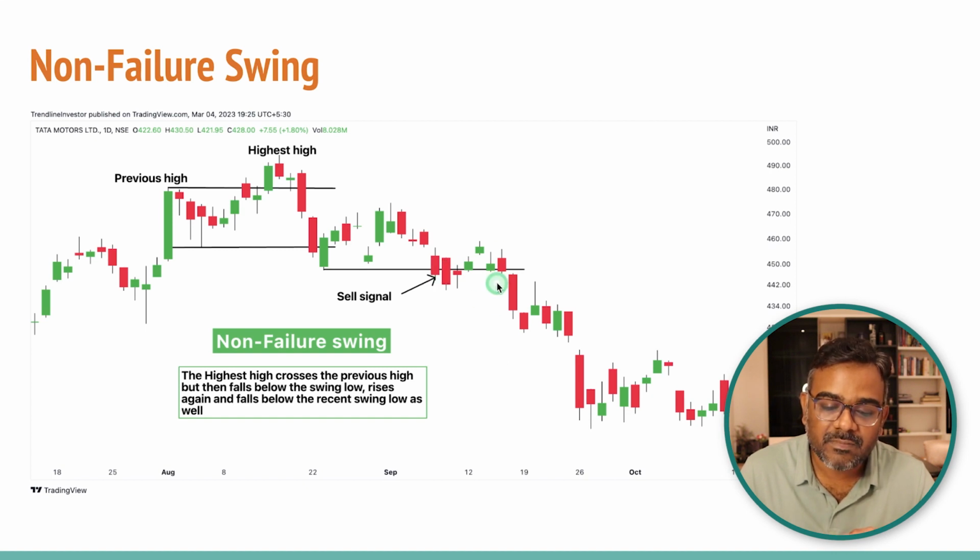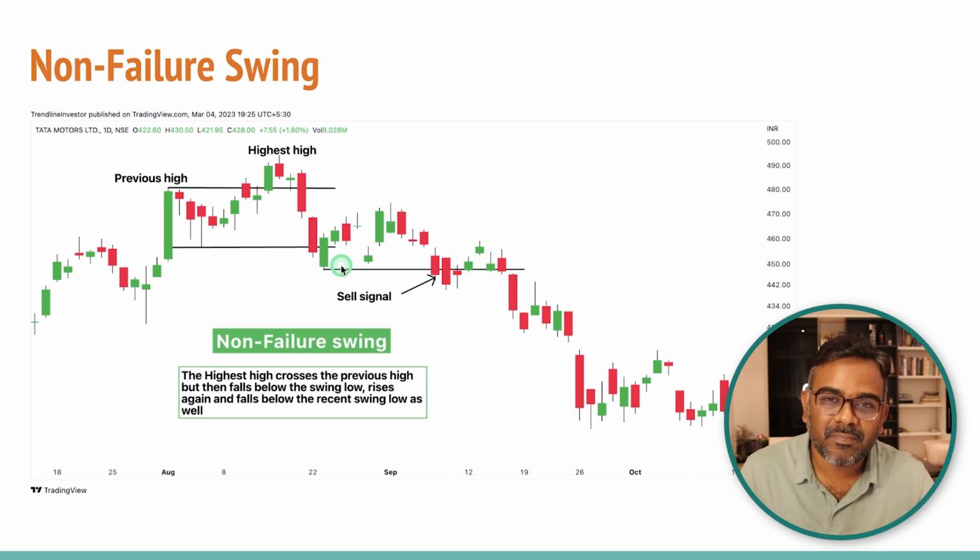And since then, the stock has been falling and we had a strong downtrend. And now the stock is probably looking good again. Okay, so that's the second, which is called the non-failure swing setup. The highest high crosses the previous high, but then falls below the swing low and then rises again and falls below the recent swing low again. Okay, so that's the second setup.